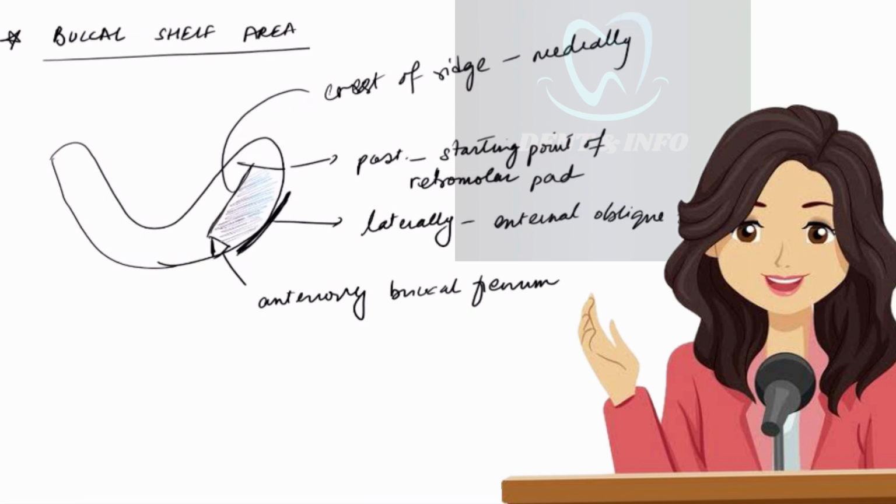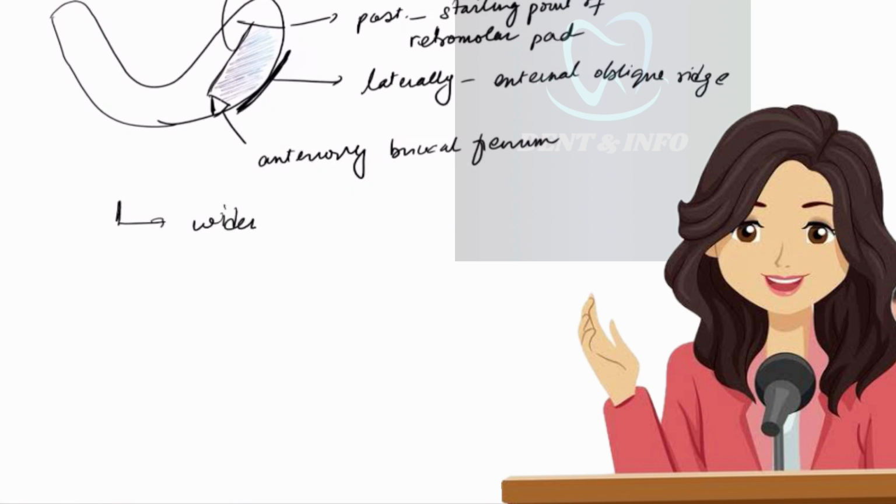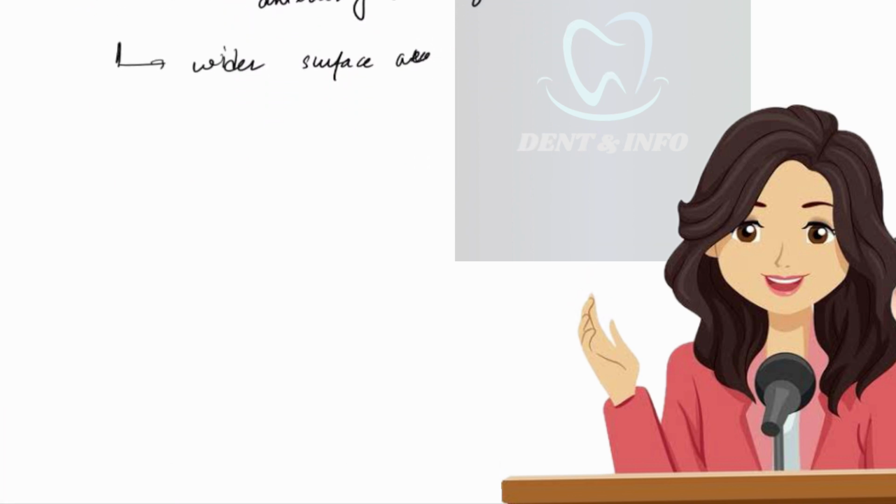The buccal shelf area is considered to be our primary stress bearing area. The reason for that is what? There are multiple reasons that favor it, and multiple reasons that go against it, yet we consider it our primary stress bearing area. So what are the favorable reasons? First is the wider surface area. You have a lot of surface area that helps with the dissipation of forces.